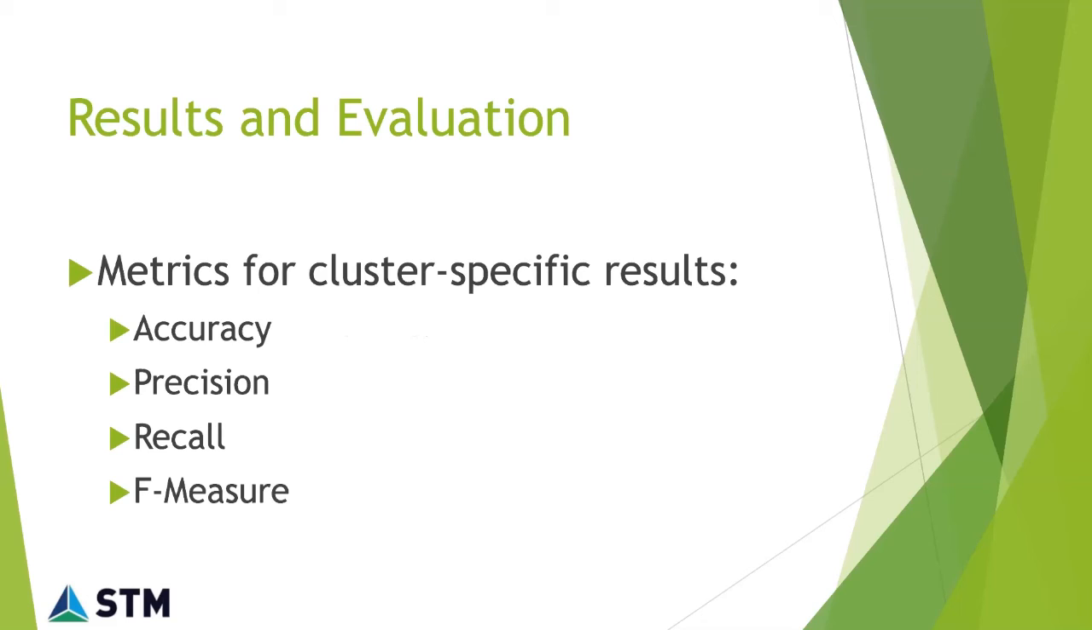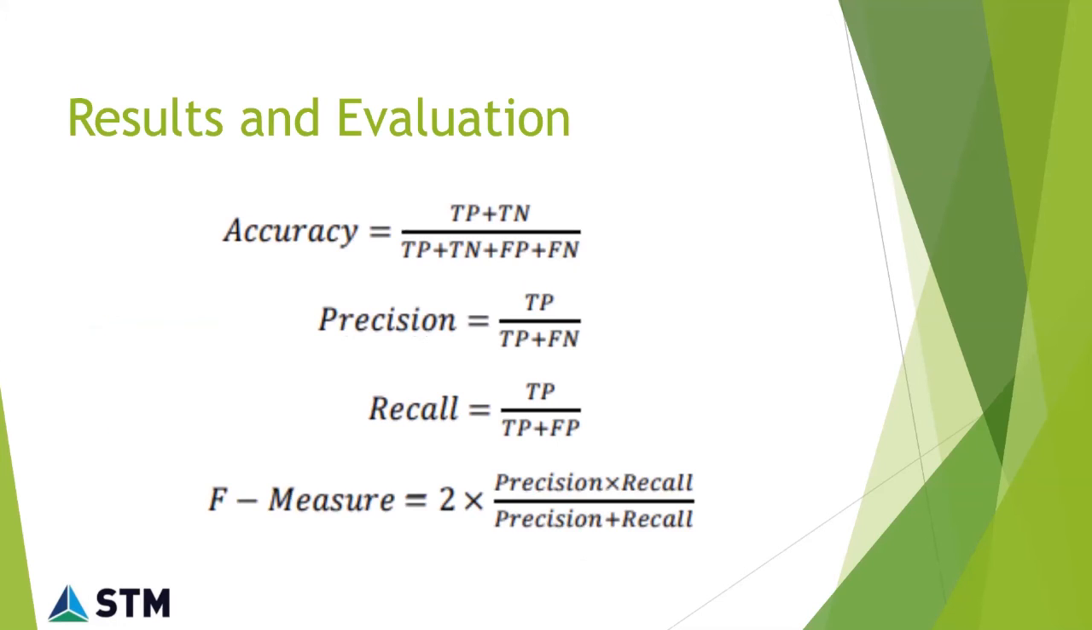The metrics for the cluster-specific results are accuracy, precision, recall, and F measure. As you may well know, these are all used in machine learning research. The accuracy metric is the general rate of correctness of the cluster's artists compared to the whole data set. The precision is the rate of correctness of the cluster's artists in a given cluster, while recall is the rate of correctness of that cluster's artists in the whole data set. And the F measure is the score that combines precision and recall and is a harmonic mean of the two.